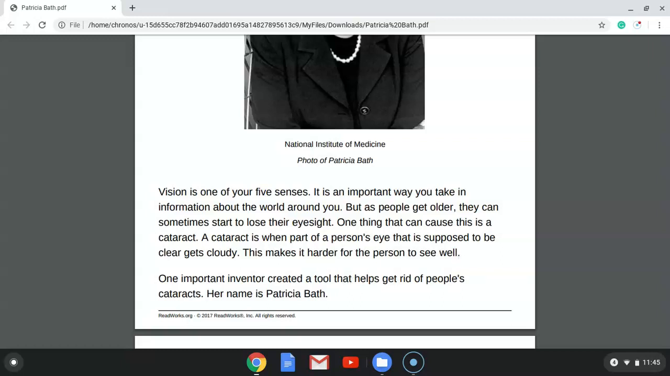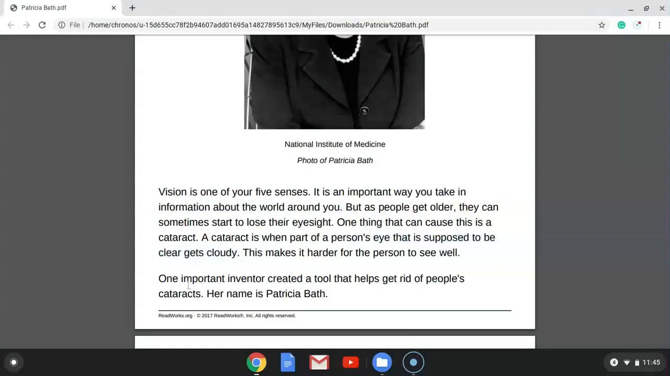Now this is going to be our we do portion, where we will work together to collaborate to get our answer. What happens to a person's eye when they have a cataract? When a person has a cataract, the eye gets cloudy. Your eye is supposed to be clear, but when a person has a cataract, it gets cloudy.